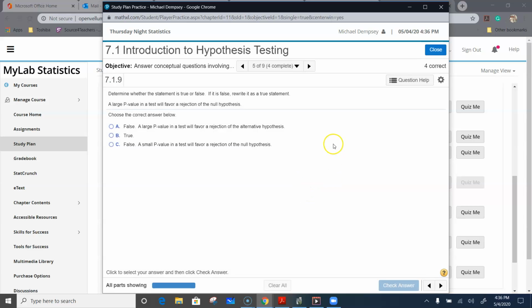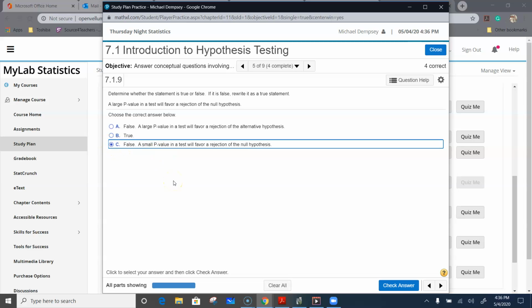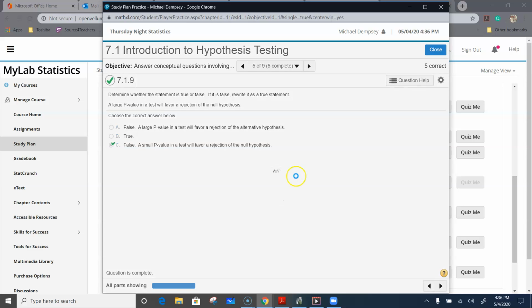Okay. A large p-value in a test will favor a rejection of the null hypothesis. That is false, right? Remember, if the p-value is low, the null must go, right? So a small p-value will favor rejecting the null hypothesis.